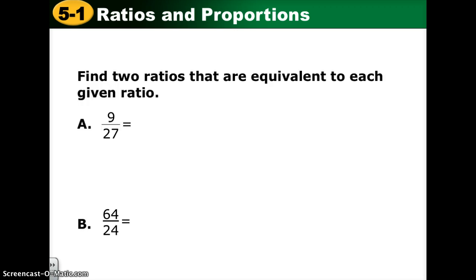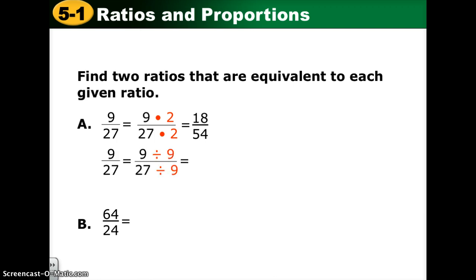Find two ratios that are equivalent to each given ratio. This is essentially review. Looking at the ratios the way they're written, like fractions, we're finding equivalent fractions. That means we can reduce them or we can increase them by the same amount. So one option would be to double it, multiply both numbers by 2. 18/54 is equivalent to 9/27. We could divide both numbers by 9, we get 1/3. You could go on and find an infinite amount of answers because you can multiply by anything you want to, and you can only divide if they have common factors.